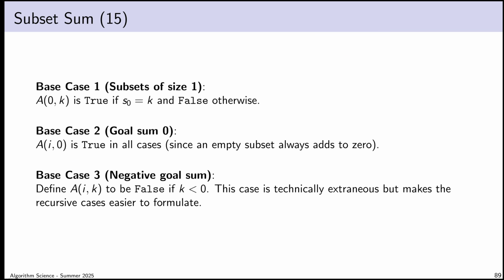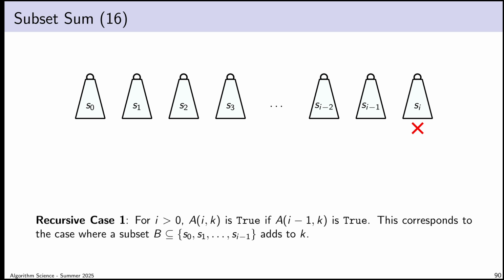And then finally, as a convenience, if you ever ask me for A of 5, comma, negative 20, then the answer to that is obviously false. In general, there's no way you can ever get a subset with negative sum. However, I will allow you to ask that question. So I will define A(i,k) to be defined for negative values of k, but it's always false. Now this is actually extraneous. That is, when you evaluate it, you don't need to have this built in, but it does make it easier for us to write a recurrence for this. And it'll be clear why when we see the recursive case. So if I ask for a negative sum, the answer is always no, you can't do that.